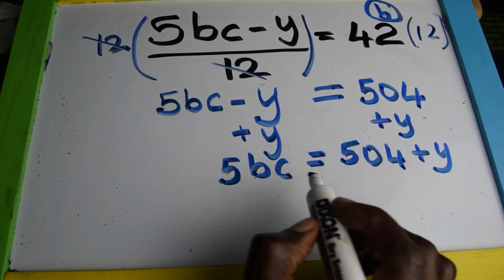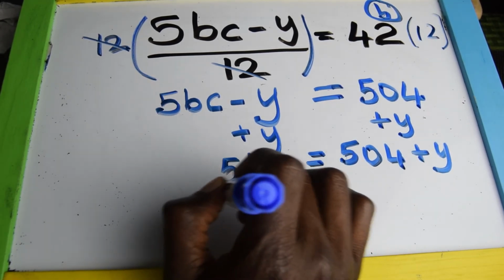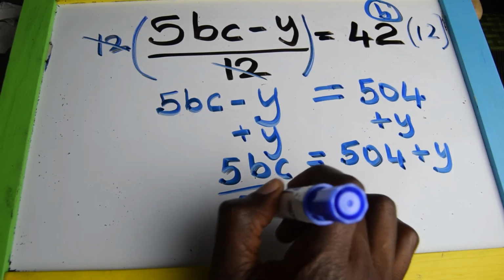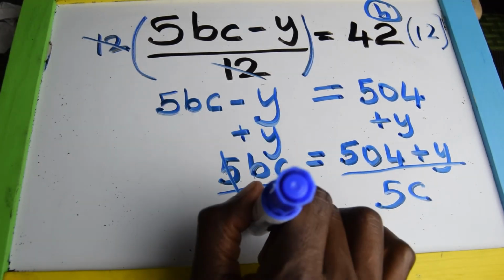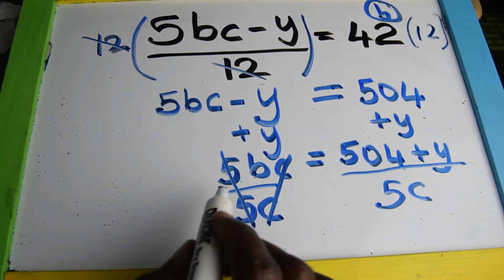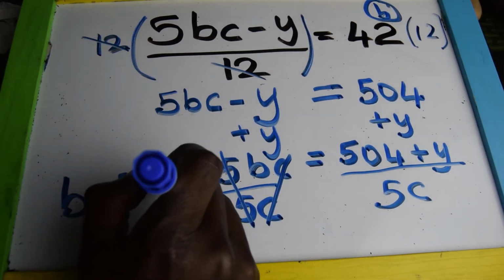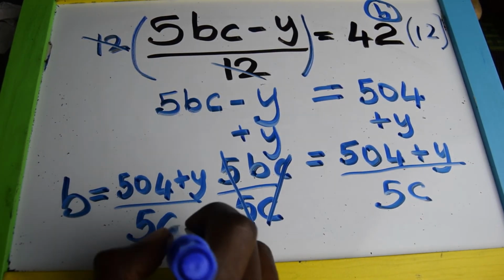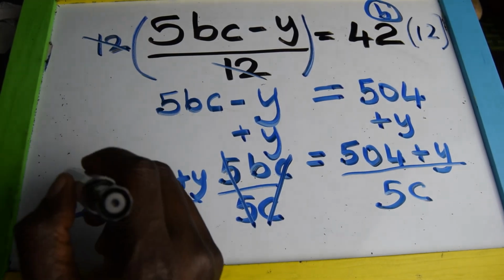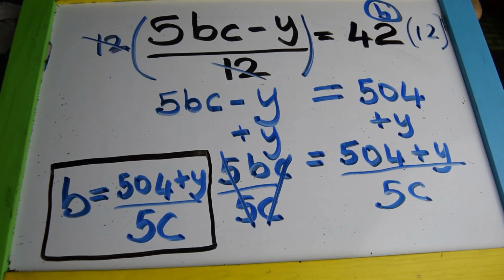Then how do you get b by itself? Now remember, b is being multiplied by 5 and c. So if you divide both sides by 5c, this 5 will cancel that and this c will cancel that, so that you have b by itself. So b equal 504 plus y all over 5c. And that is your answer. So that's how you solve these equations that look complex. Go one step at a time and do the inverse operation for each one of them. I hope you enjoyed this video.